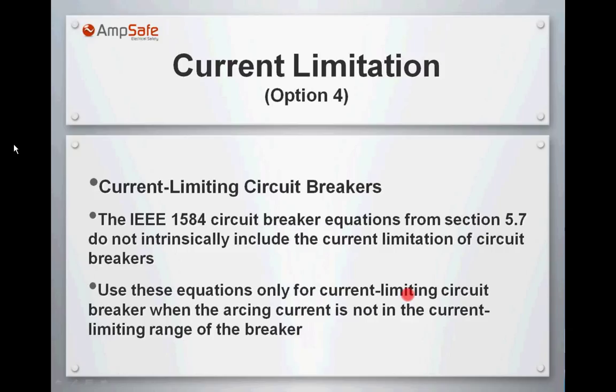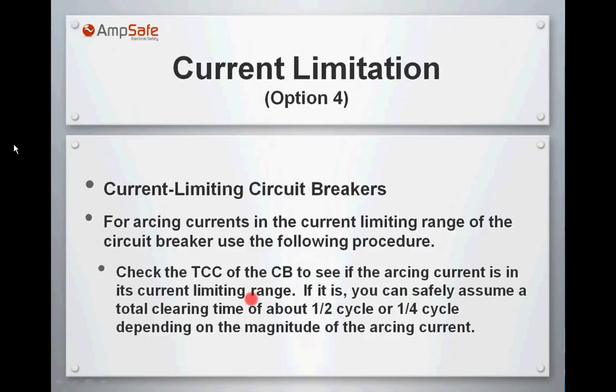So what should we do? Well, this is what we can do. We can use the same methodology that we used for the current limiting fuses, as the second option for the fuses. In other words, if we are in the current limiting range of the circuit breaker, between x and 2x of that range, we can assume half of a cycle. If it's greater than that, you can assume a quarter of a cycle, okay?